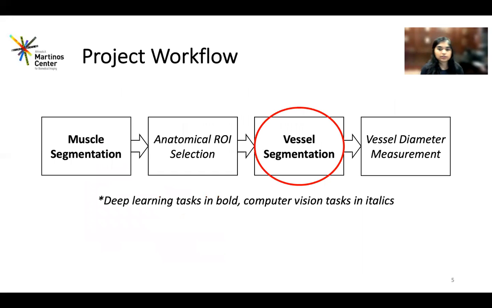There were 4 phases to developing this tool. First, we train a model to segment the relevant muscle and use that segmentation to select the region of interest. Then we train a vessel segmentation model and measure the diameter of the resulting vessel. For this project, I'll focus on the vessel segmentation model.